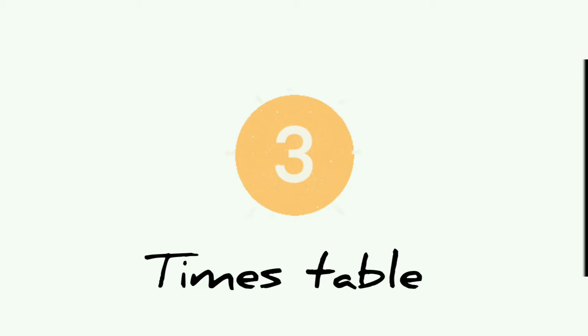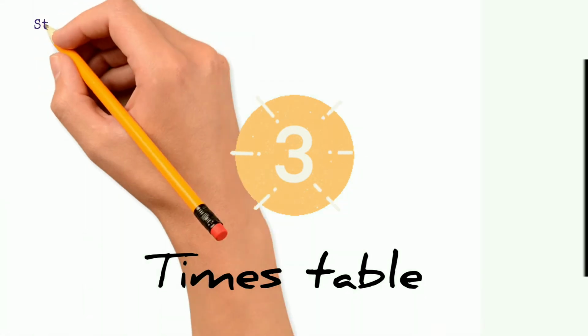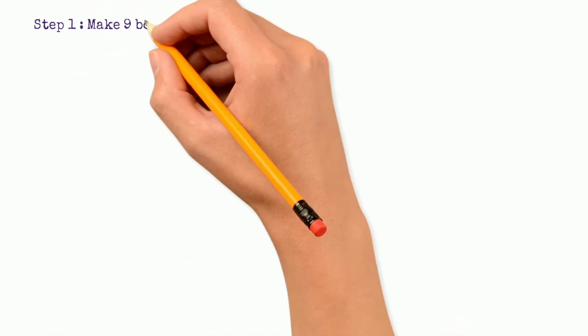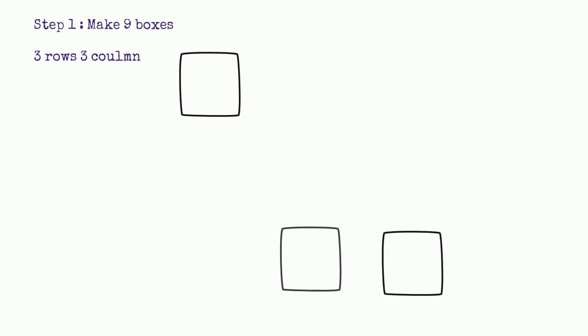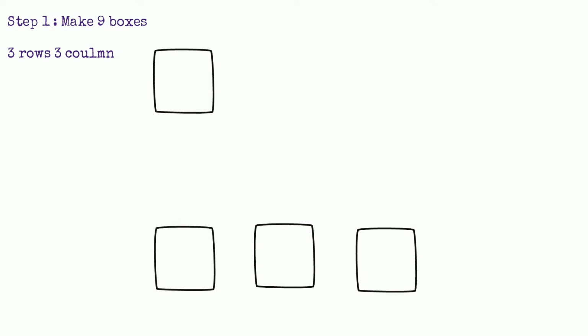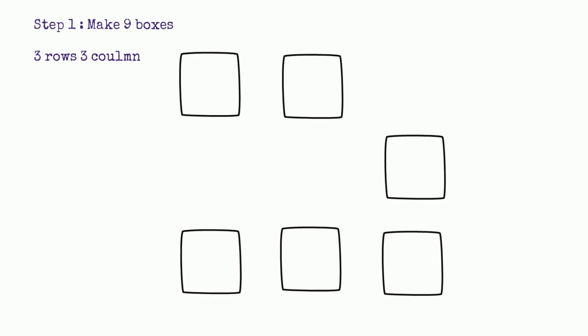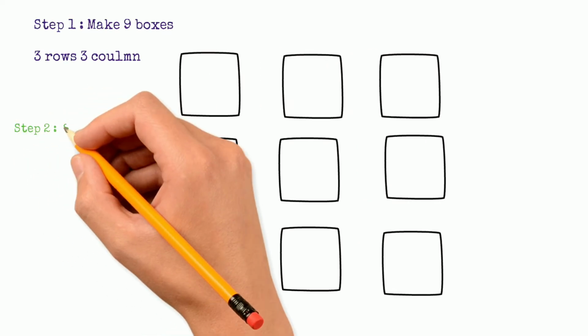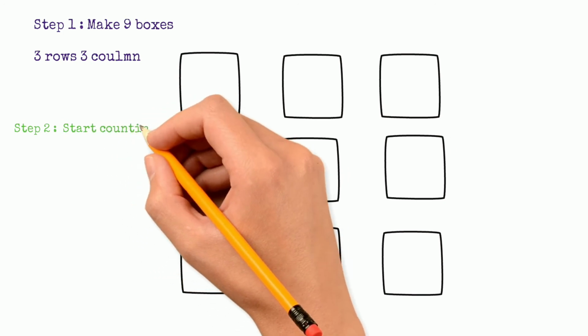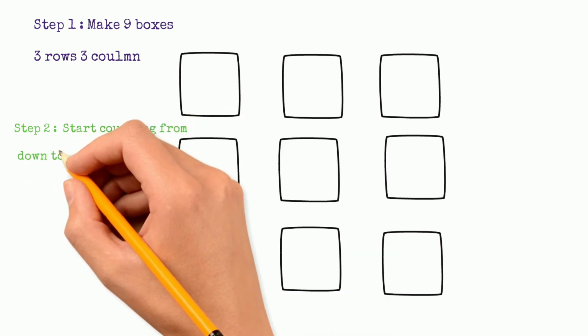Now move on to table 3. So for step number 1, you need to make 9 boxes, 3 rows and 3 columns. Now step number 2, you need to start counting from down to up.